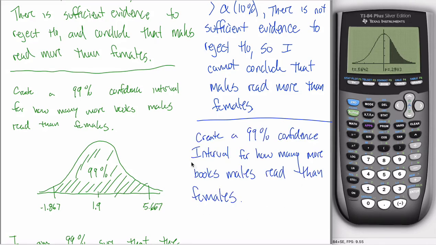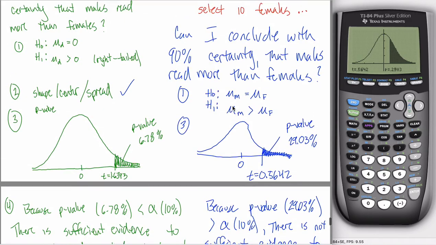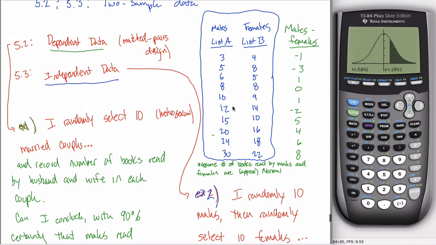Boom, there's a problem through the magic of pause. Same question that I asked over here. We're creating a 99% confidence interval for how many more books males read than females. Like, you already asked that question. Why are you doing it again? Well, because now we're working under the assumption that these are 10 randomly selected males and these are 10 randomly selected females, and there's no connection between the two. In other words, the data is independent. These aren't like married couples or something like it was before.